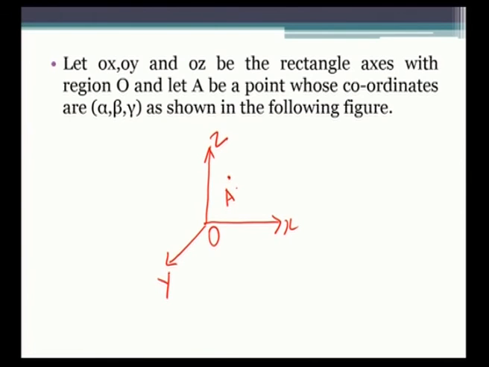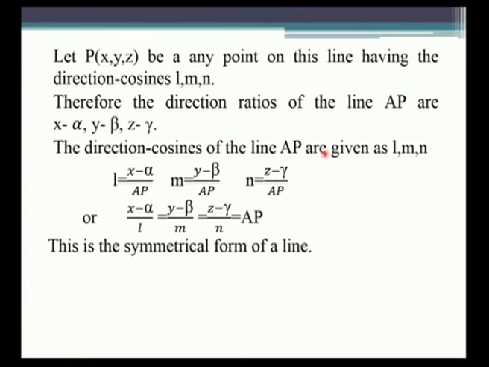Coordinates of that point are alpha, beta and gamma. Then another point P is assumed here. Coordinates of this point are x, y and z. Then joining these 2 points, that is A and P, we will get a straight line. So we are going to get the equation of the straight line.